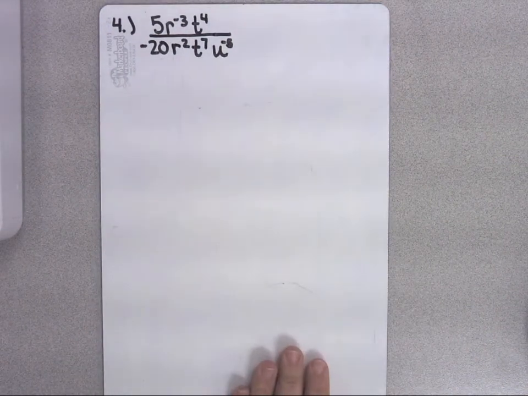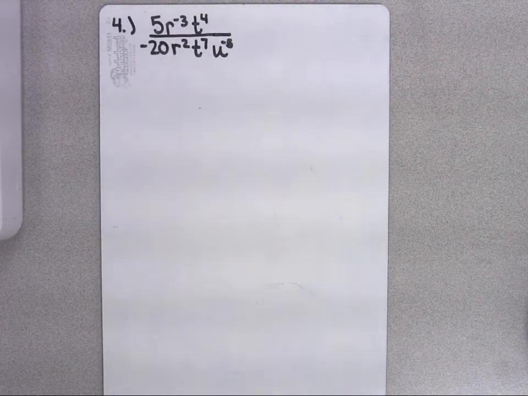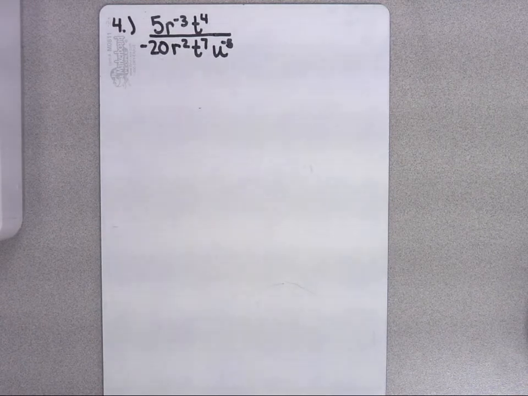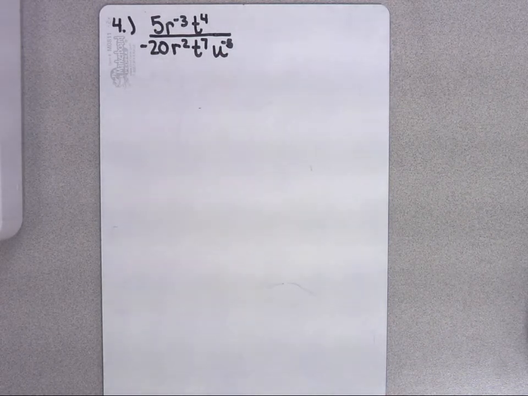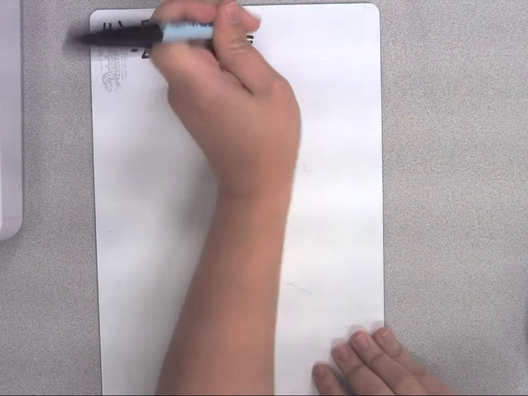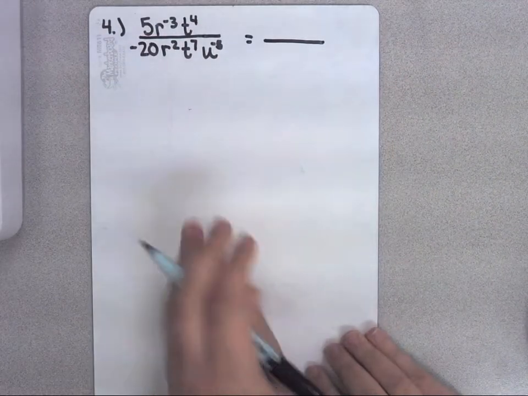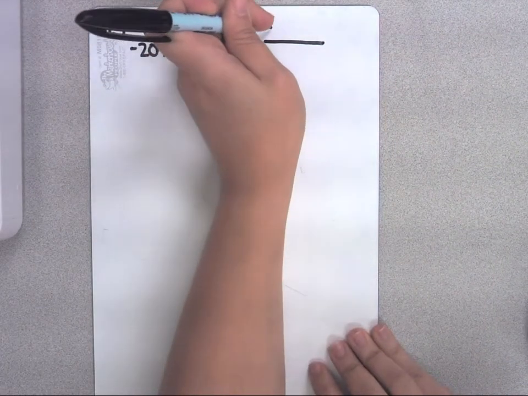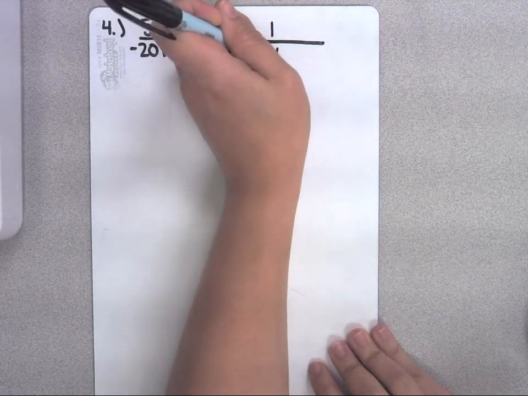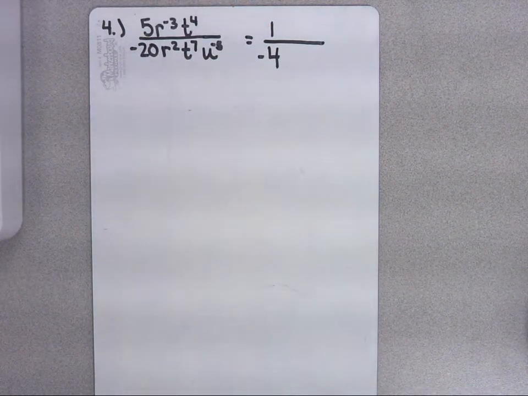What are you gonna do first? Simplify the fraction first. I would always simplify 5 over negative 20. Can you simplify 5 over negative 20? Yes. What does that turn into? Okay, so 1/4. I can keep the negative on the bottom if I want. I can put it on top. It really does not matter.